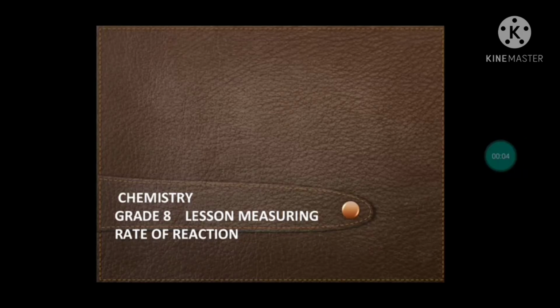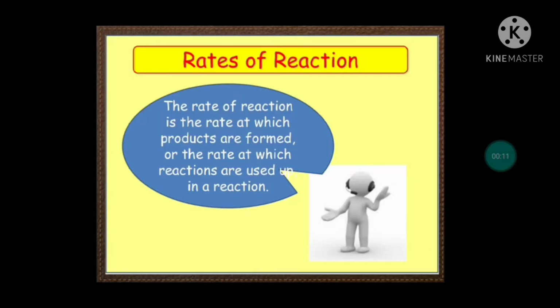Today my topic is rate of reaction, and this is IGCSE grade 8. So first of all, let us talk about the rate of reaction. You can define rate of reaction in this way: the rate at which products are formed or the rate at which reactants are used up in a reaction. So either you can say at what rate the products are forming or at what rate reactants are used up in the reaction.